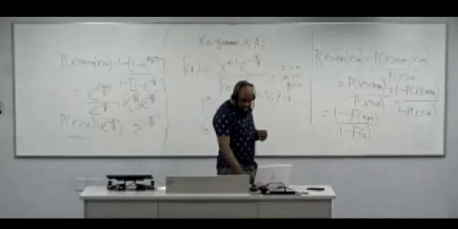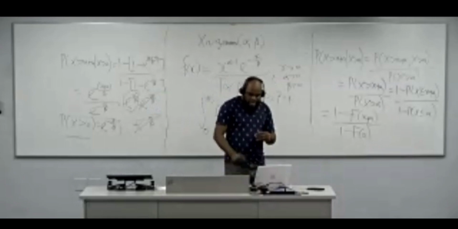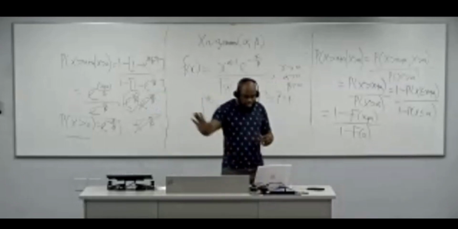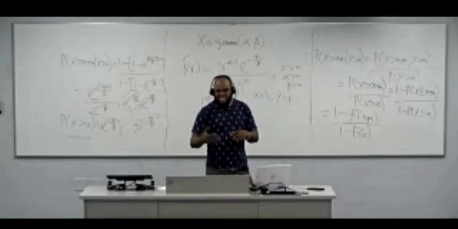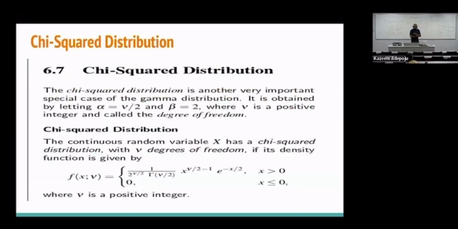Okay, the next one is the chi-square distribution. But let me tell you, I'm not going to spend more time on the chi-square. There's a relationship between a chi-square and a gamma distribution. When I have a gamma distribution, by the time I set alpha to be v over 2 and beta equal to 2, I'm no longer in the gamma distribution, but now I'm in the chi-square distribution. Does that make sense? And you're going to have something like that. That is going to be the resulting expression.